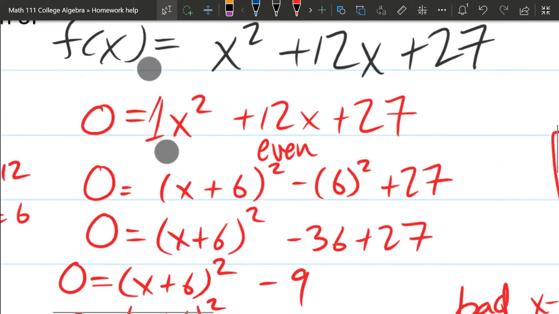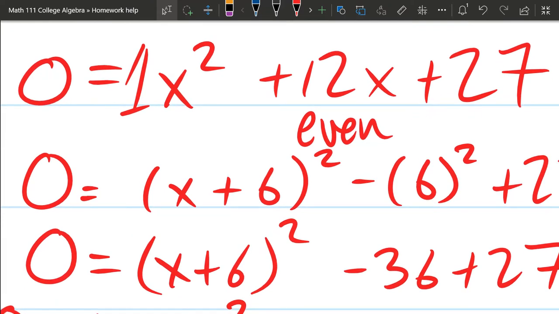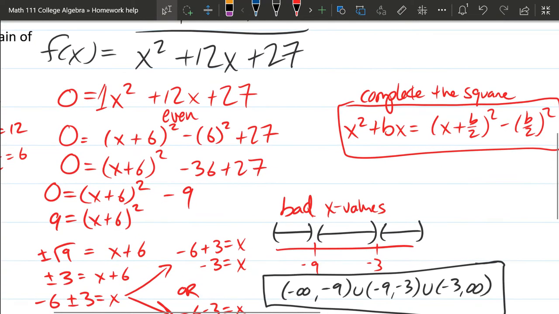One more comment on solving this quadratic. This is a quadratic equation, so the quadratic formula will work. Also, you could factor and get lucky. We had nice factors. So you may have seen negative 9, negative 3 factoring out of this right away. It's up to you how you want to solve it.